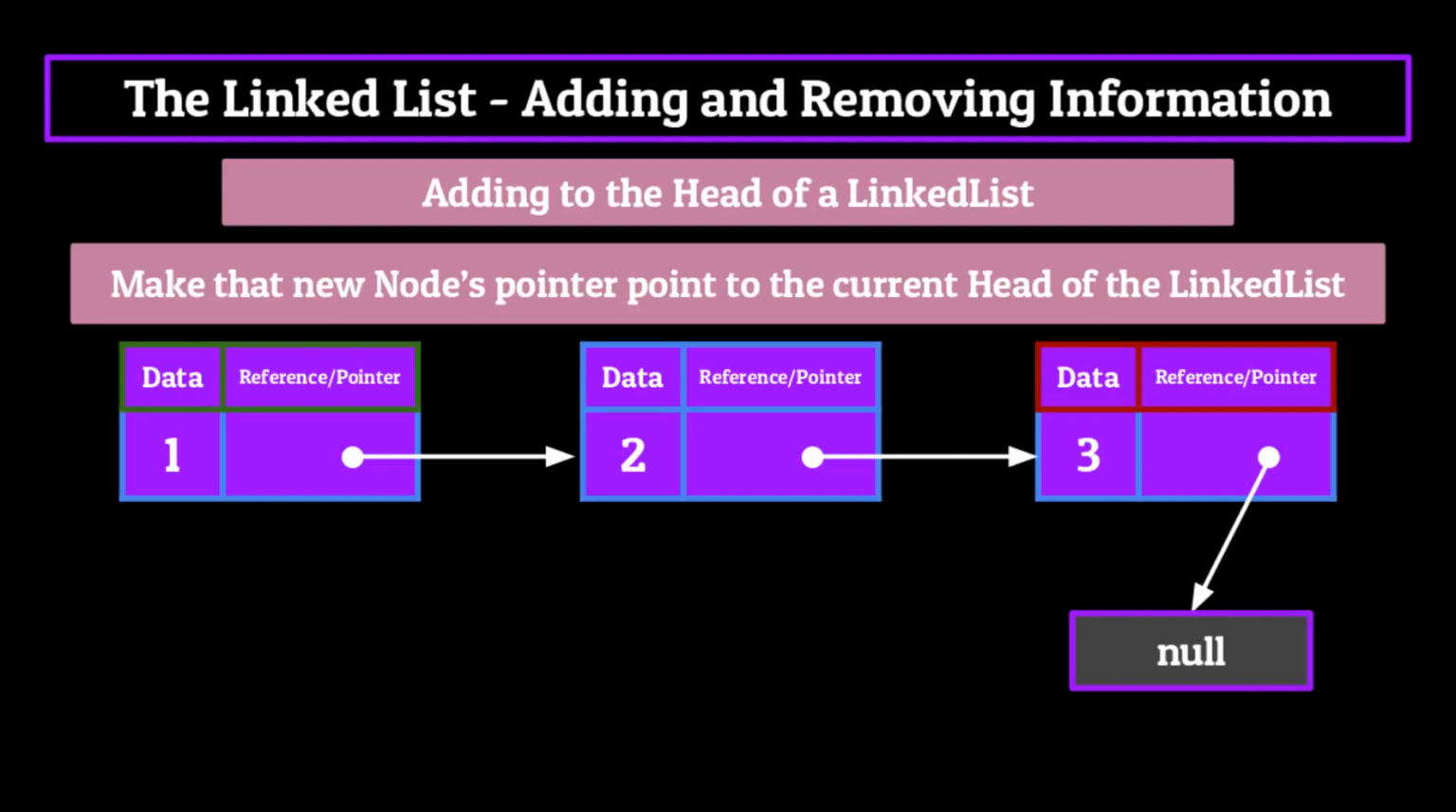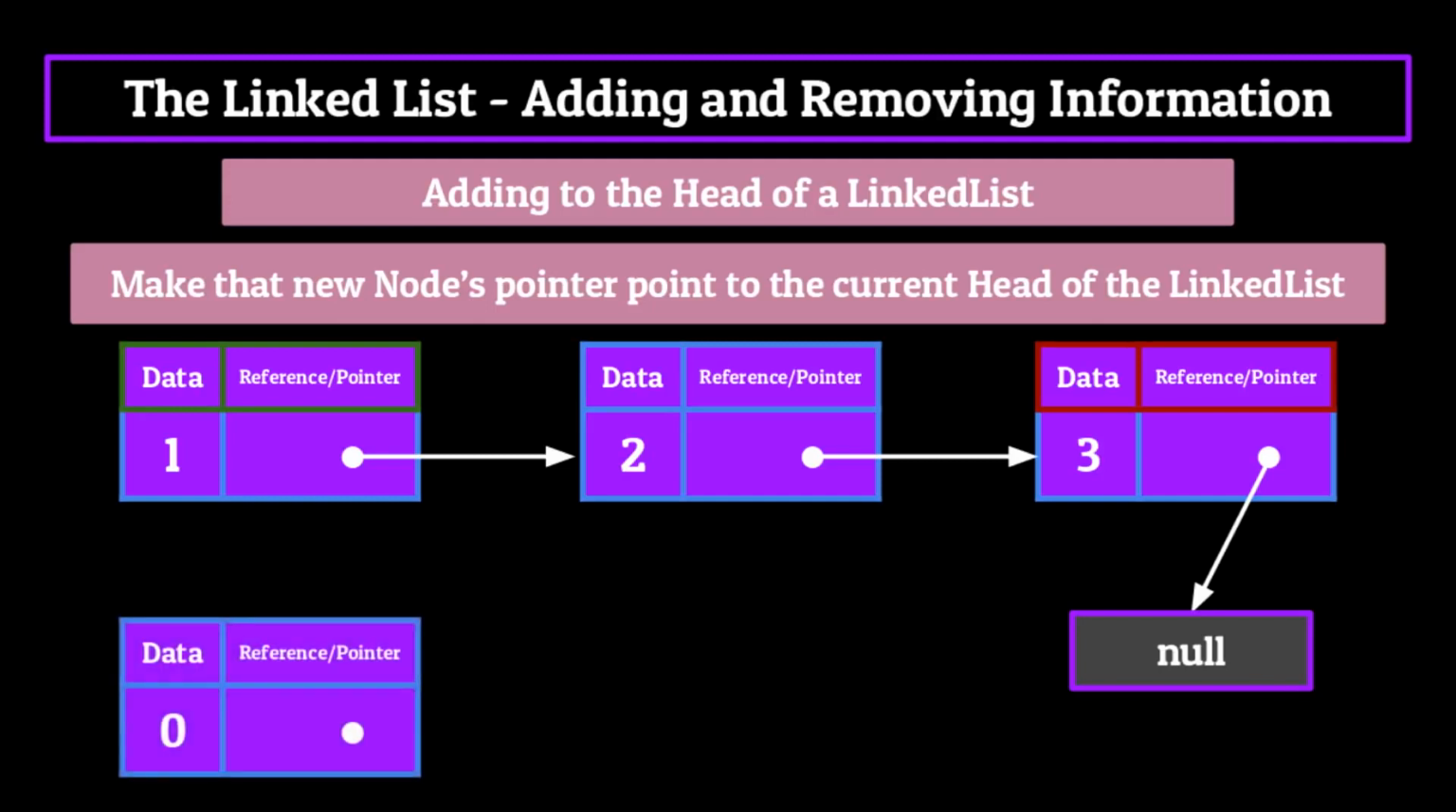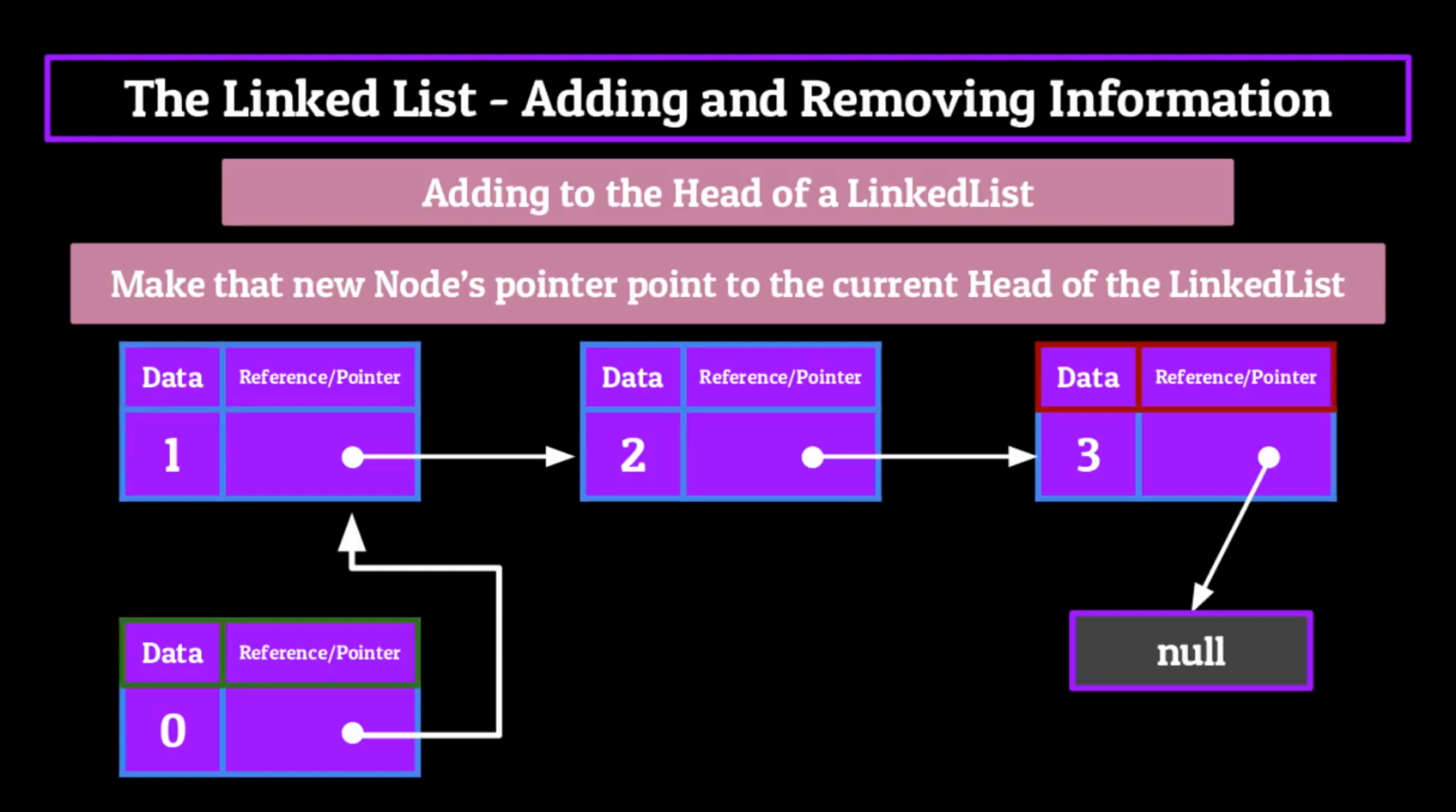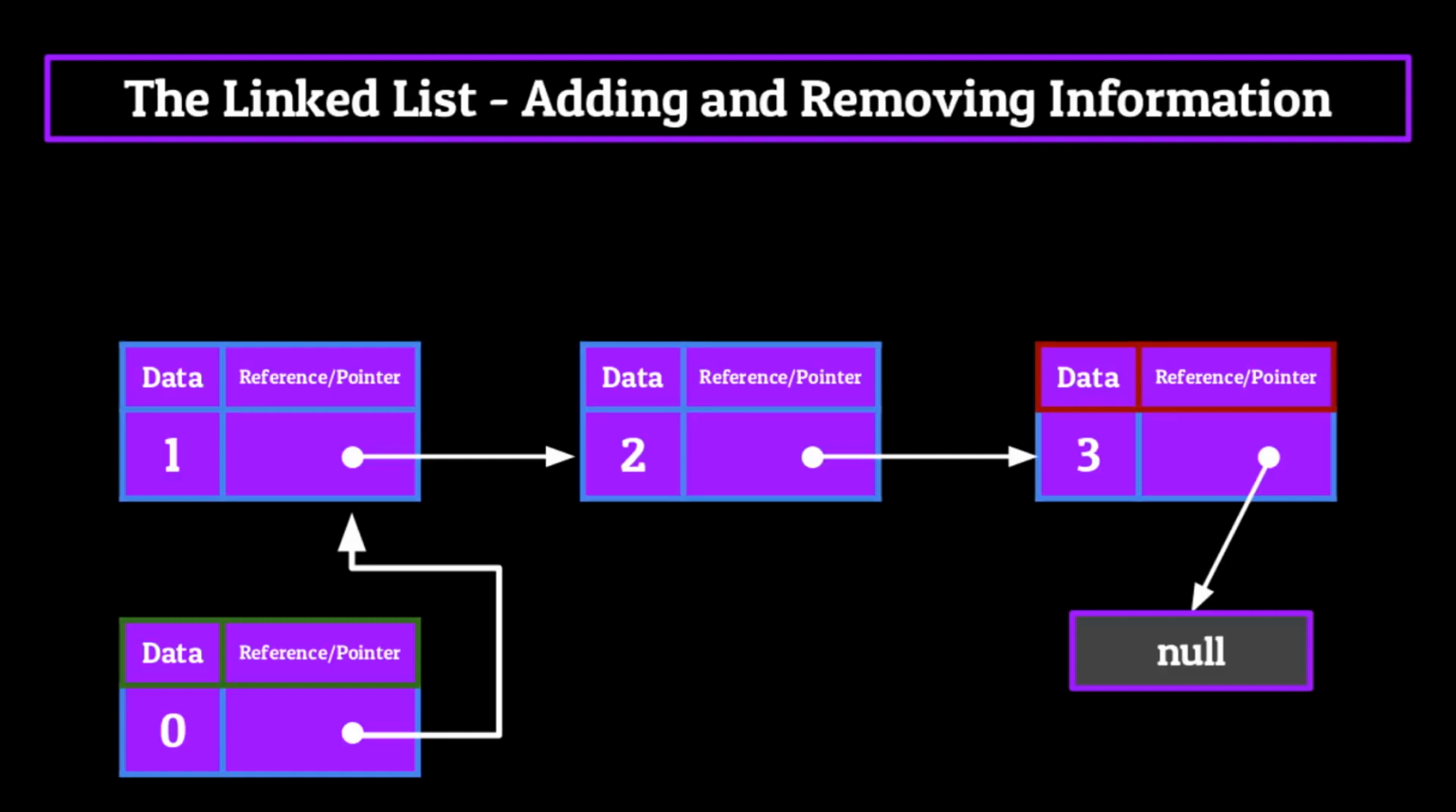Let's take a node with the integer 0 and add it to the head of the linked list. All we have to do is set its pointer to point towards the current head node. Now, you'll see that none of the other nodes have changed in the slightest. The only thing that has changed is that this new node with integer 0 is the head node, and it now points towards the old head node. Extremely simple, and the best part is that it works in reverse as well.